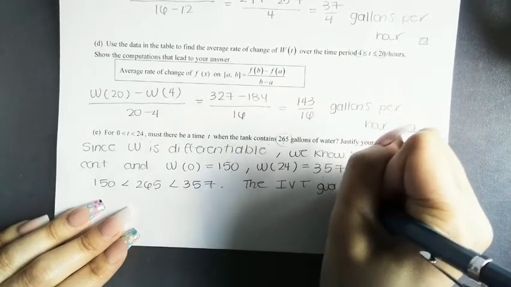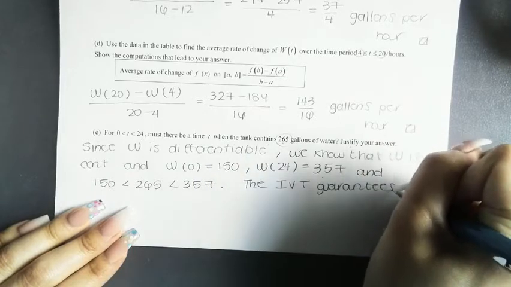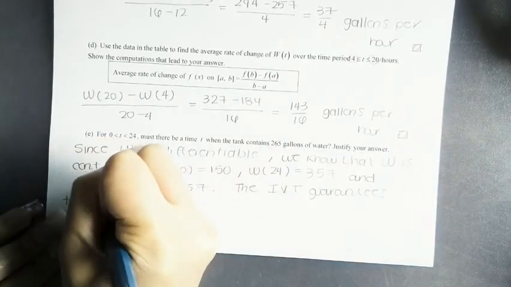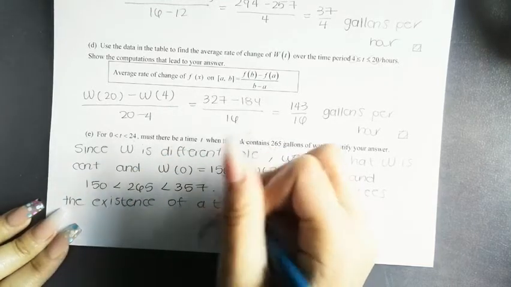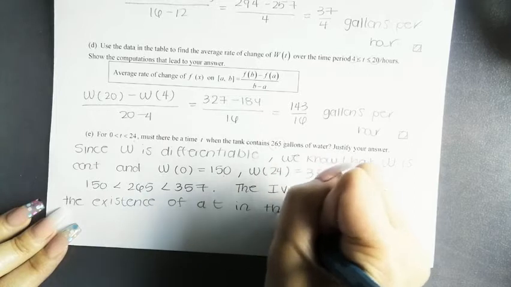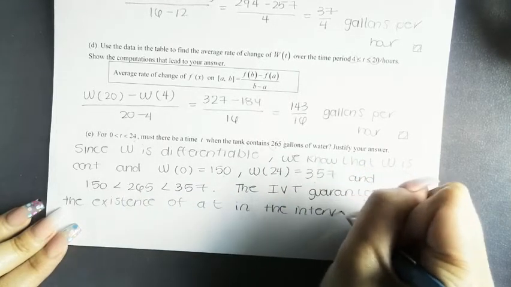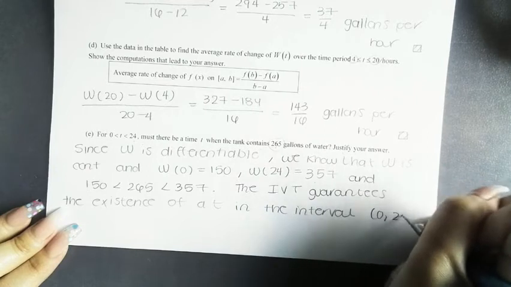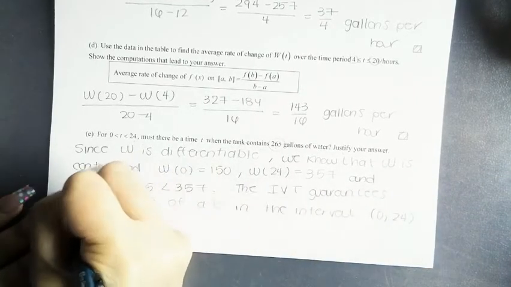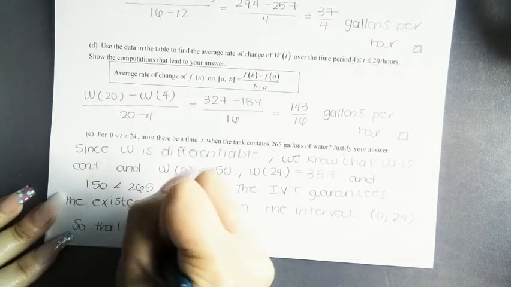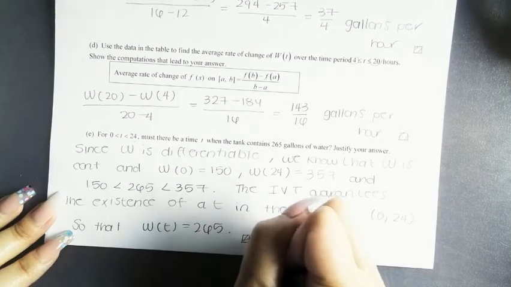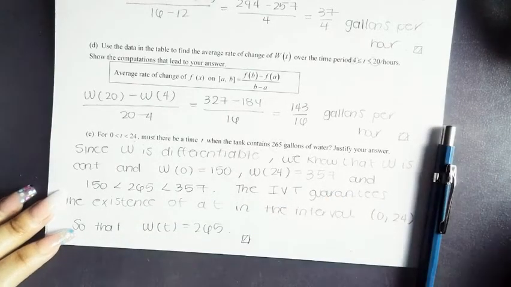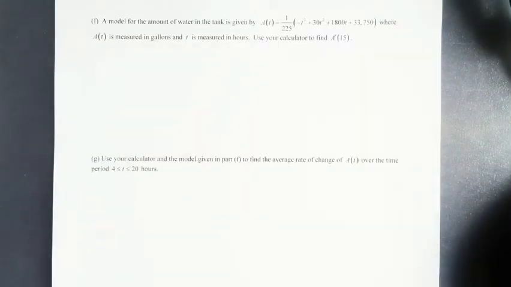After that, the IVT guarantees the existence of a time in the interval 0 to 24 so that W of t is equal to 265. Can you find it? No, we don't have the function, but you know that it exists, and that's why the IVT is so important.